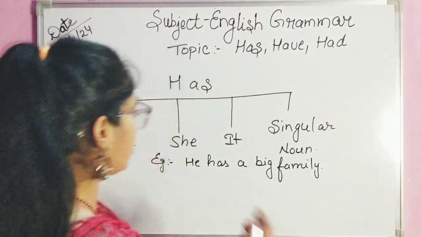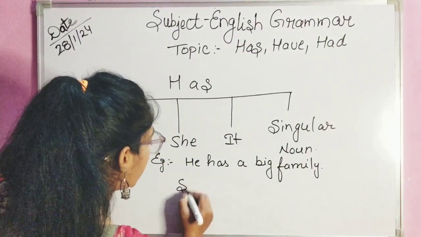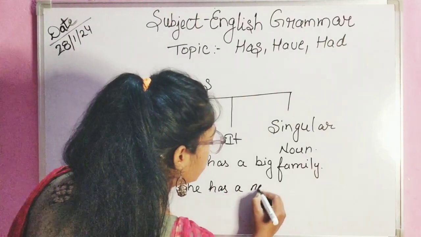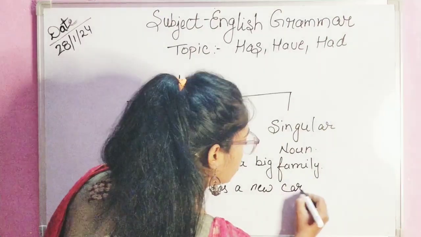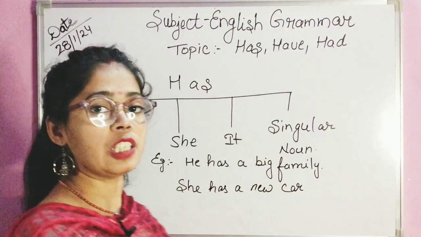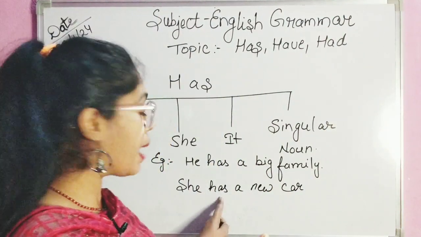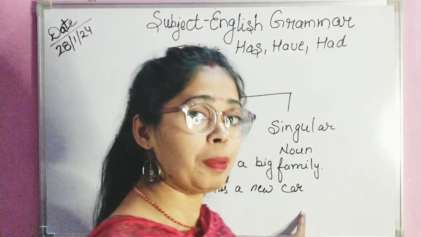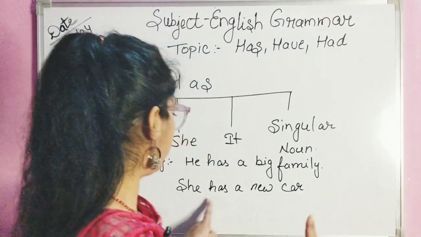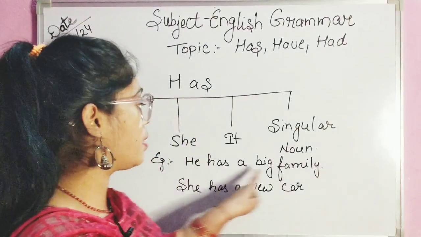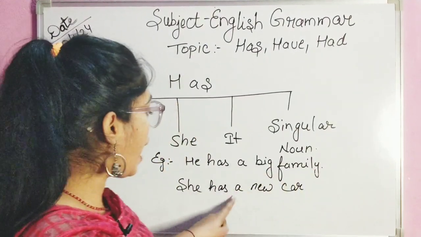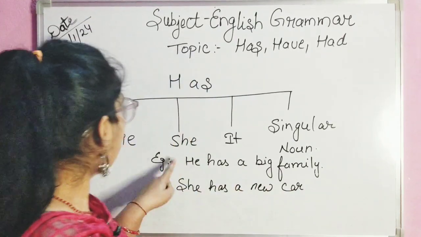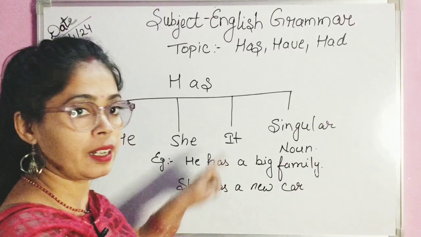Okay, next, she has a new car. She has a new car, that is also her belonging. So we will use has here. He has a big family. She has a new car. Okay, is it clear? So he and she.